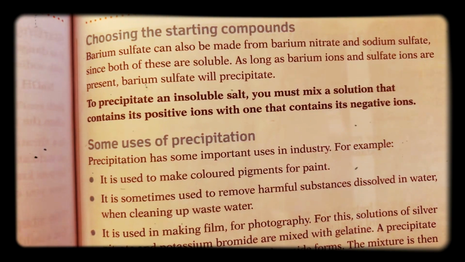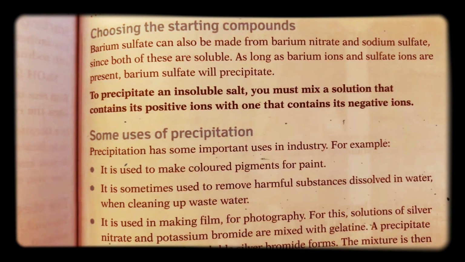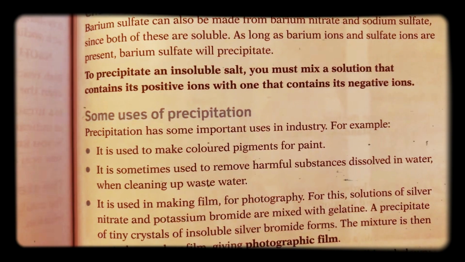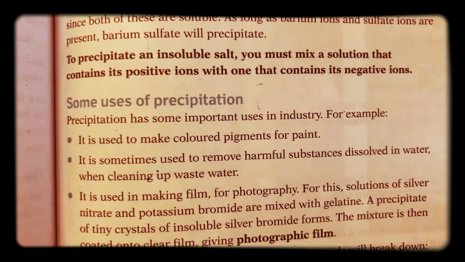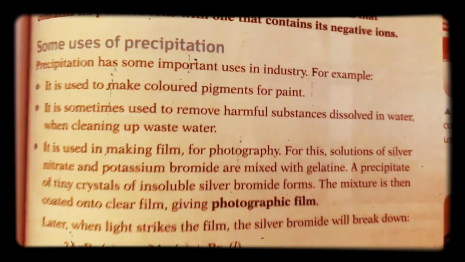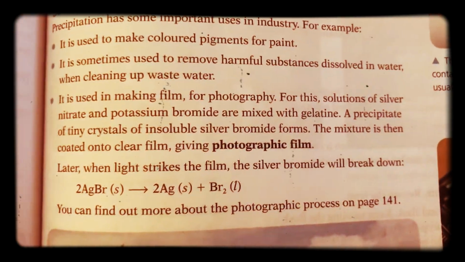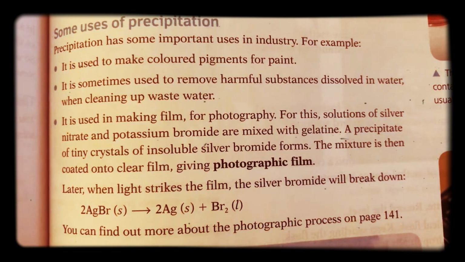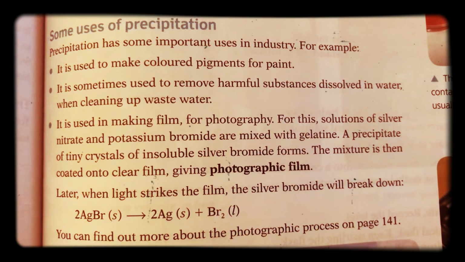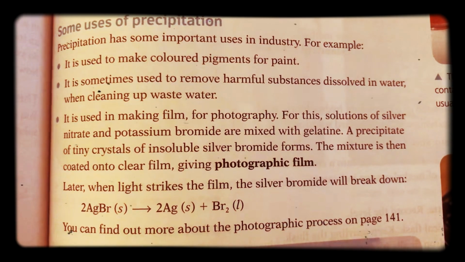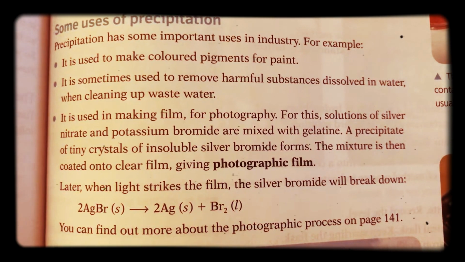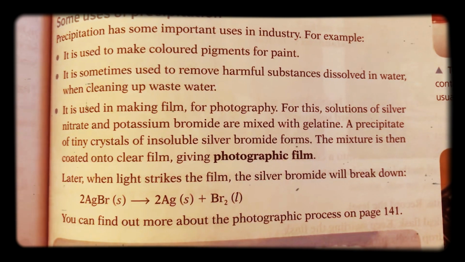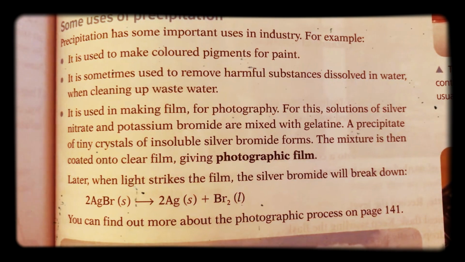So to precipitate an insoluble salt, what we need to do is mix a solution that contains its positive ions with one that contains its negative ions. That's got some fantastic applications. We use insoluble salt precipitation to make coloured pigments for paint. Sometimes used to remove harmful substances dissolved in water when we clean up wastewaters, because if the harmful substance can be precipitated out, we can filter it.